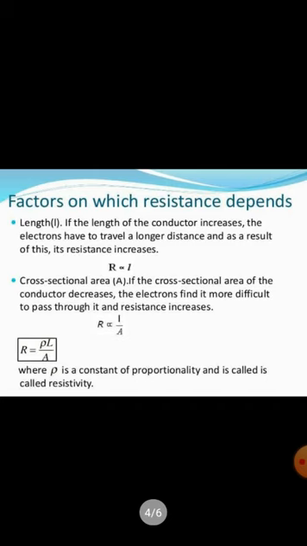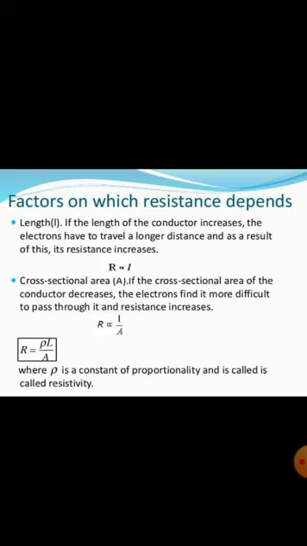With this knowledge about the factors on which the resistance of a conductor depends, we can derive a formula for the resistance of a conductor. The first factor, as we have already seen, the resistance is directly proportional to the length of the conductor. In symbolic form, we can write it as R proportional to L, where R is the resistance and L is the length of the conductor.